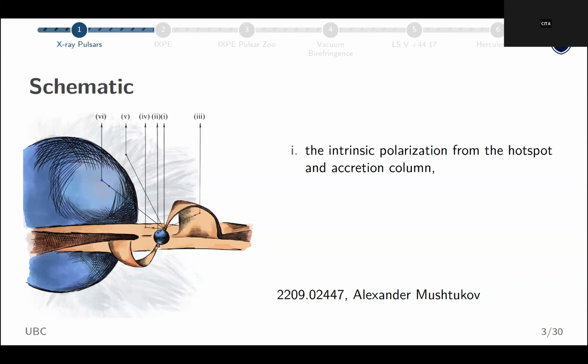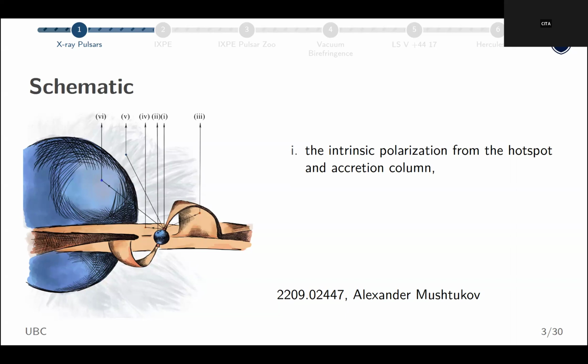And so we can think about how the X-ray emission gets started in these objects, where it forms. Basically, we think it forms very close to the surface of the star, from a hot spot or an accretion column, and I'll talk about what these are a little bit later.